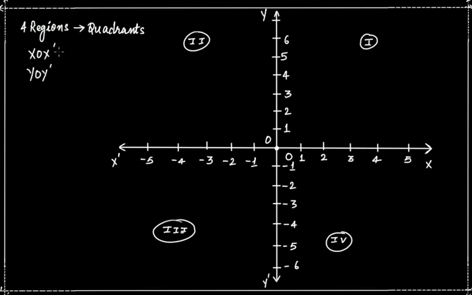These two axes are called coordinate axes: the X-axis and the Y-axis. So we have four regions due to these two coordinate axes.